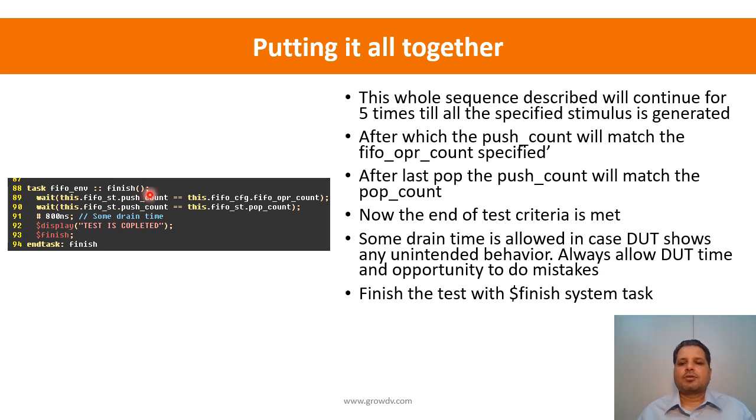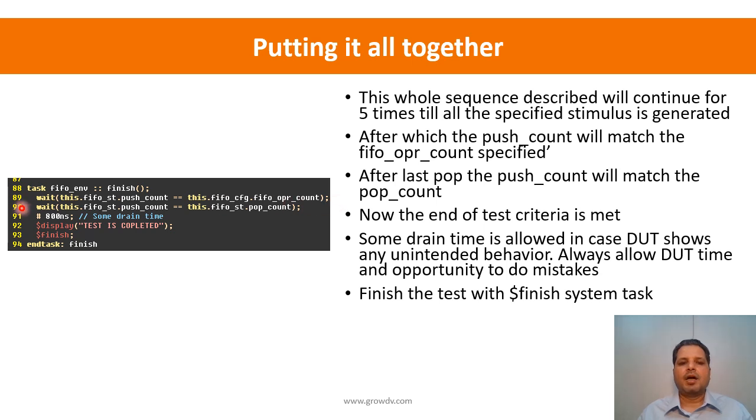What it does, right? So this is also the end of test criteria. Here we are interested in establishing two things. One, that we have generated the stimulus, and second, that all the expected responses from the DUT have shown up. So in line number 89, we are checking whether the push count present in the FIFO state is matching the operation count that we have specified in the FIFO config, right? This FIFO operation count was set by the test, if you remember.